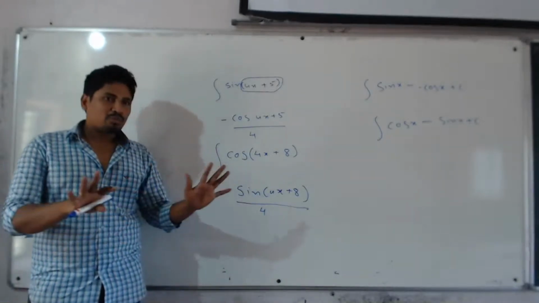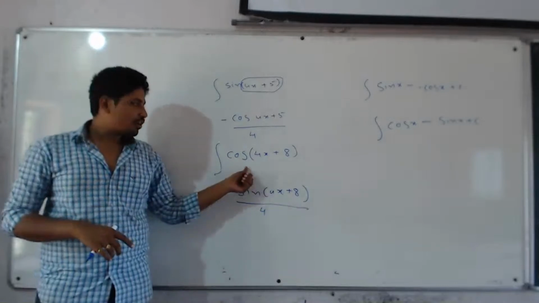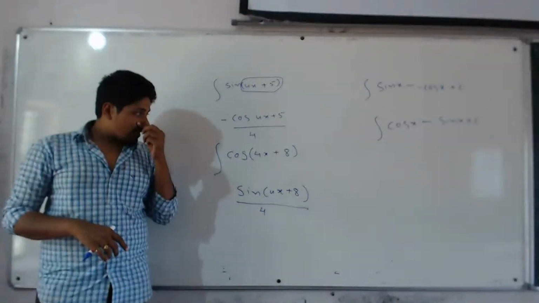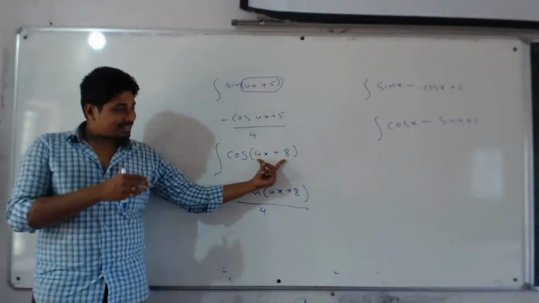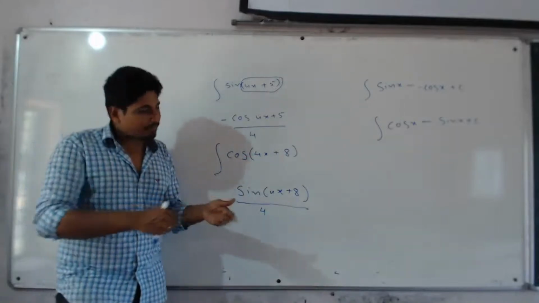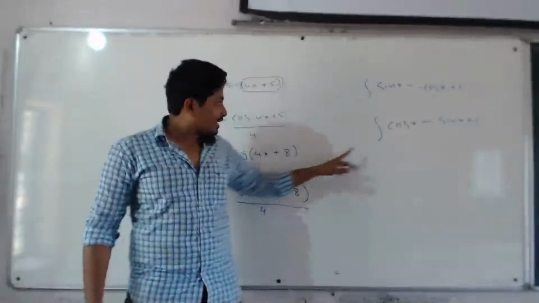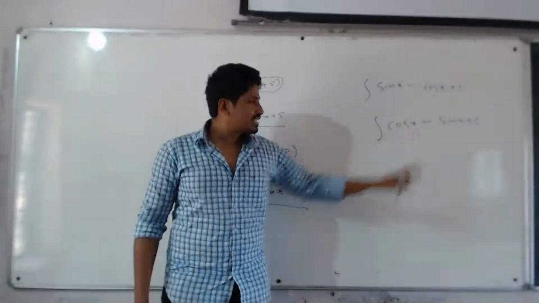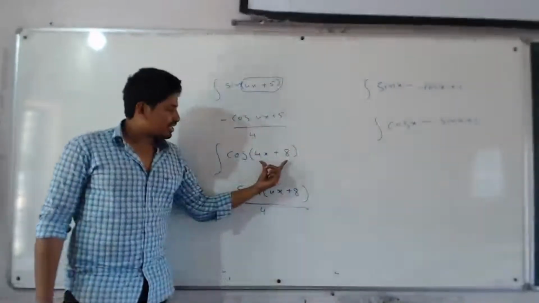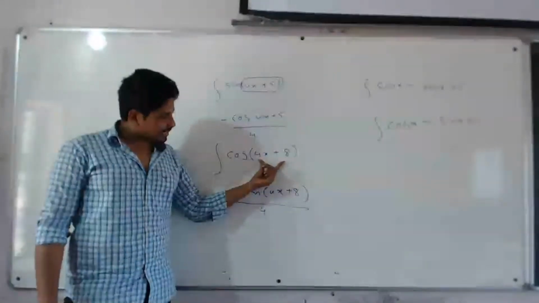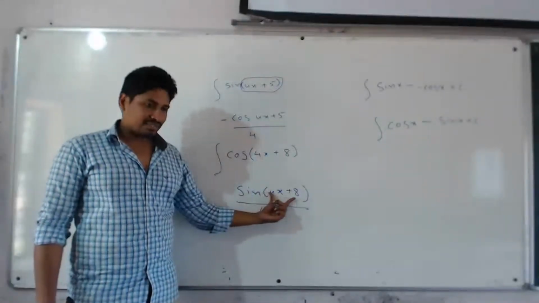There is no direct formula. In the total 16 formulas, there is no formula of this kind. So we have to consider this as x. Then it will become the form integral cos x. What is integral cos x? It is sin x. If we consider this as x, it will become sin x.